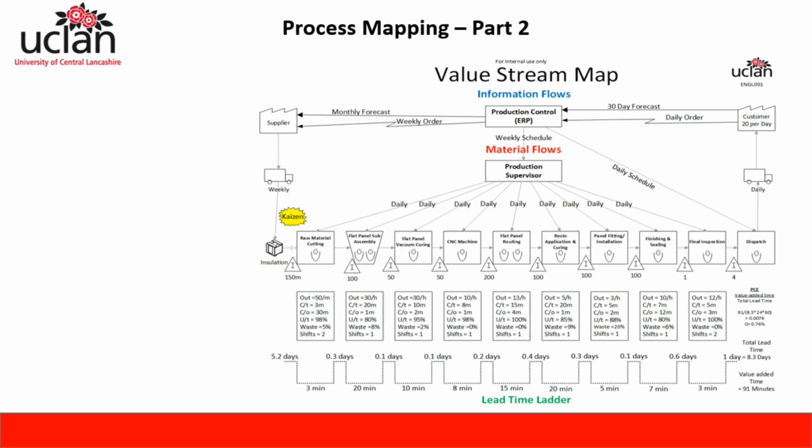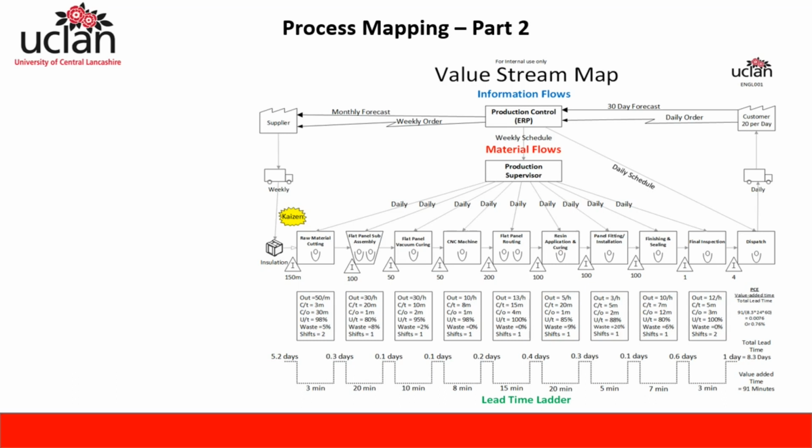Now this lead time ladder is very important as it shows you the total lead time at the top for each of the processes. In this particular case, we can see that the materials have been sat around in the store for just over 5 days, and the first value adding process of cutting the material actually only takes 3 minutes to complete. The flat panel sub-assembly takes about 20 minutes to complete, and the vacuum curing takes just 10 minutes. When you add all of these value added times up and divide this by the total lead time, you end up with an easy to understand process cycle efficiency number, or PCE value.